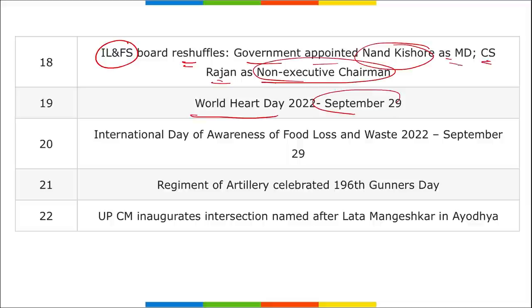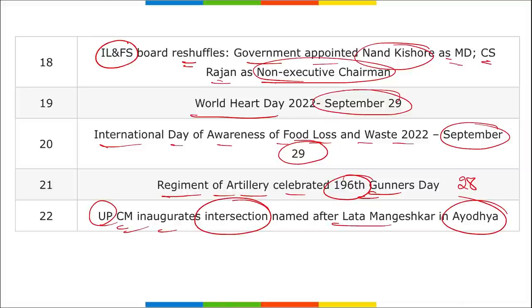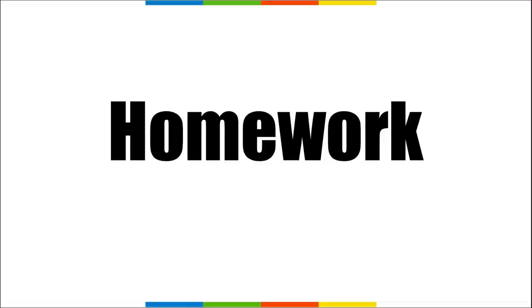Then World Health Day on 29th of September, and International Day of Awareness of Food Loss and Waste also on 29th of September. The Regiment of Artillery celebrated their 196th Gunners Day on 28th of September. And UP's Chief Minister has inaugurated an intersection that was named Lata Mangeshkar in Ayodhya, UP. So that's all for the day, friends.